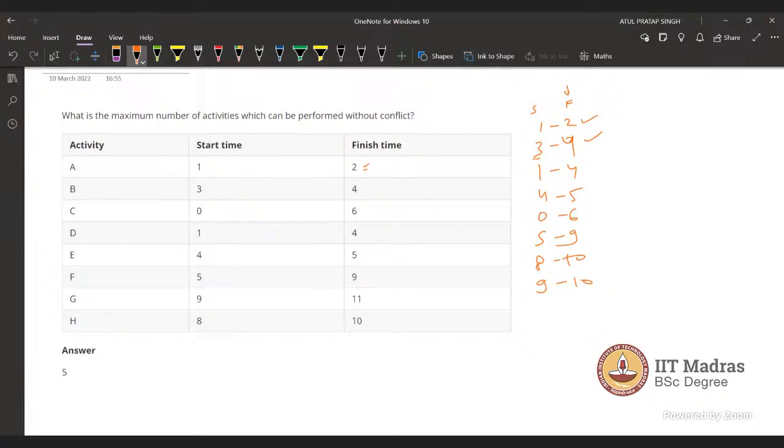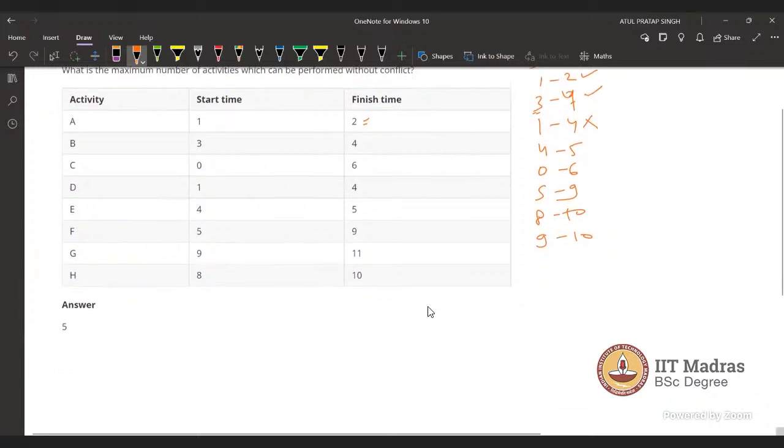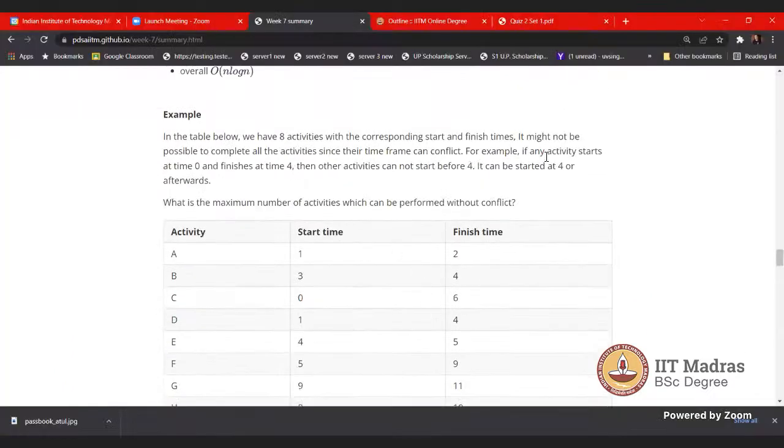Now next activity where start time is 1. Okay, so this is less than our last selected activity finish time, so we cannot pick. Now we will check the next. So 4. So in the problem statement, I think the conflict definition is given. If an activity finishes at time 4, then another activity cannot start before 4. It can start at 4 or after. Okay, so we can start the activity if it starts at the finish time.